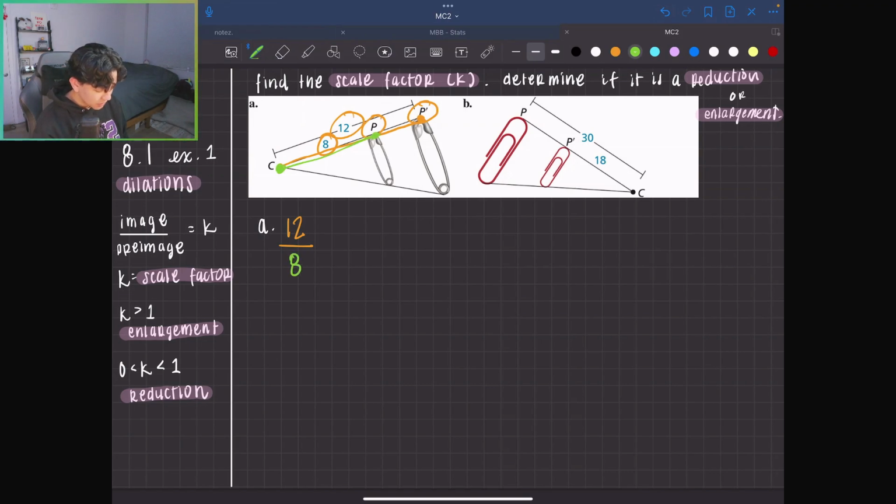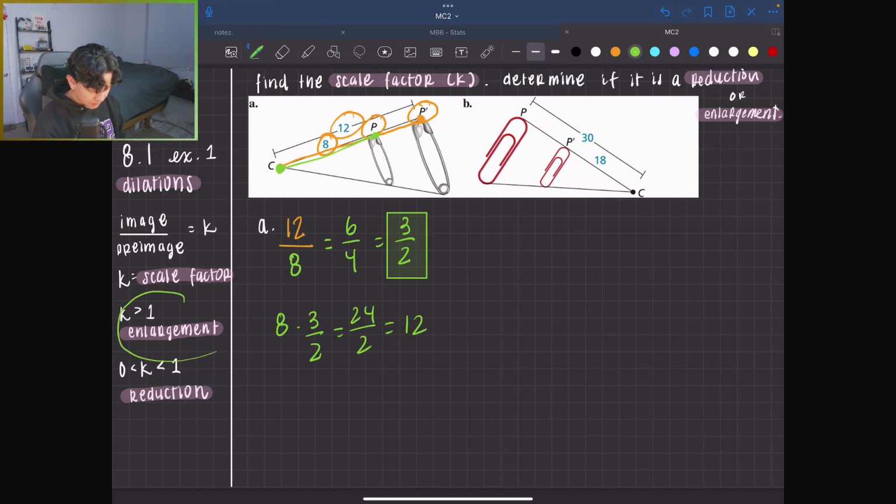Of course, we can reduce this. So 12 over 8, I see that they're both even numbers, so I'm going to take out a 2 from 12 and 8. It's going to reduce to 6 over 4, and then yet again, 3 halves. So how do we get from 8 to 12? Well, we're going to multiply by 3 halves. Let's see if it works out just the same. 8 times 3 is 24, and 24 over 2 is 12. So our scale factor is 3 halves.